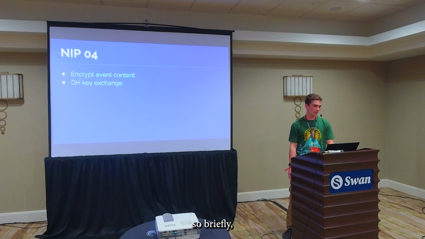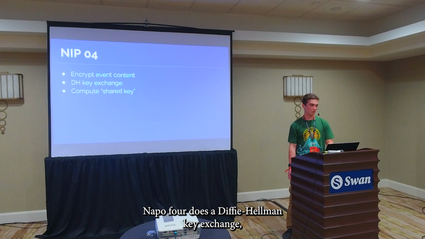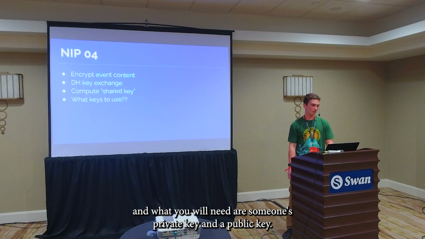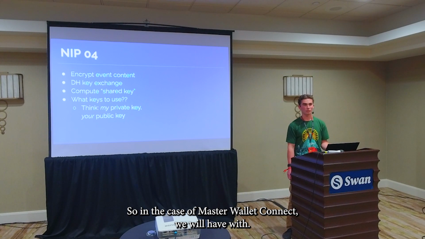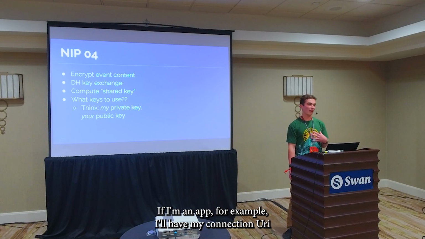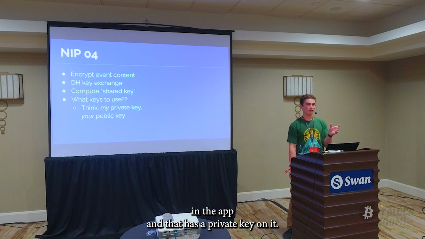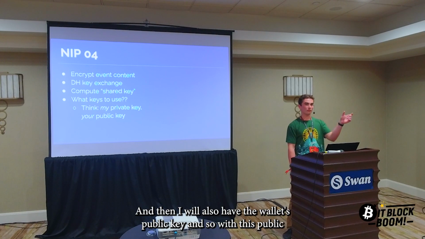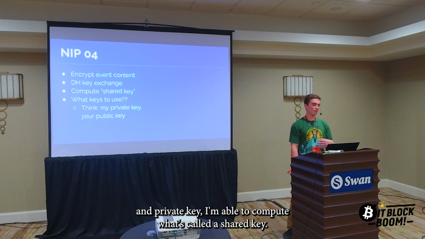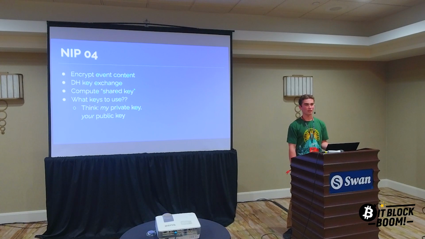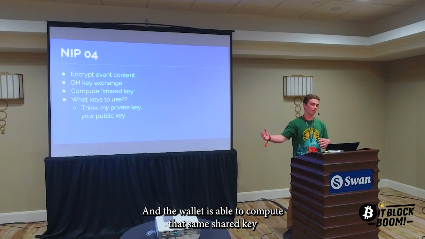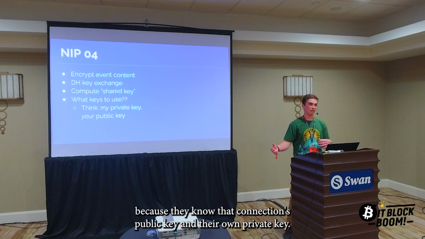So briefly, NIP-04 does the Diffie-Hellman key exchange, and what you will need are someone's private key and a public key. In the case of Nostr Wallet Connect, if I'm an app, I'll have my connection URI in the app, and that has a private key on it. And then I'll also have the wallet's public key. With this public and private key, I'm able to compute what's called a shared key, and the wallet is able to compute that same shared key because they know that connection's public key and their own private key.